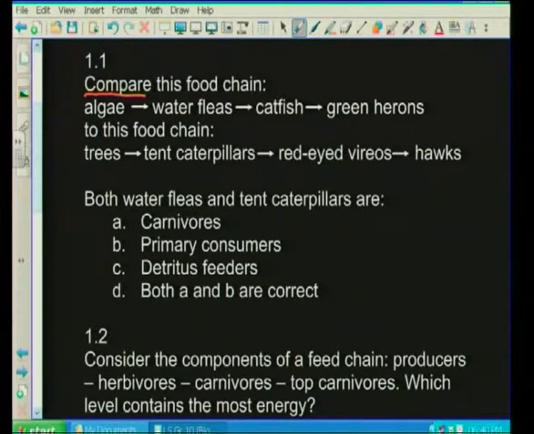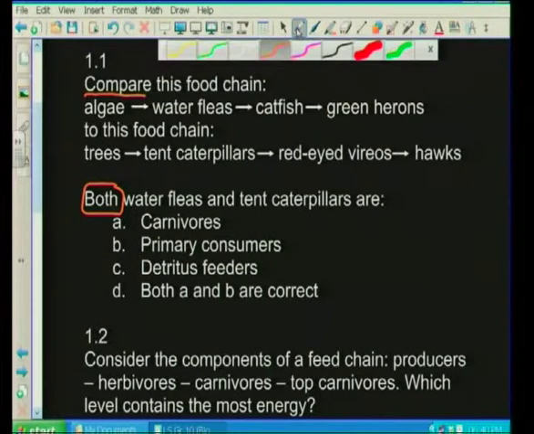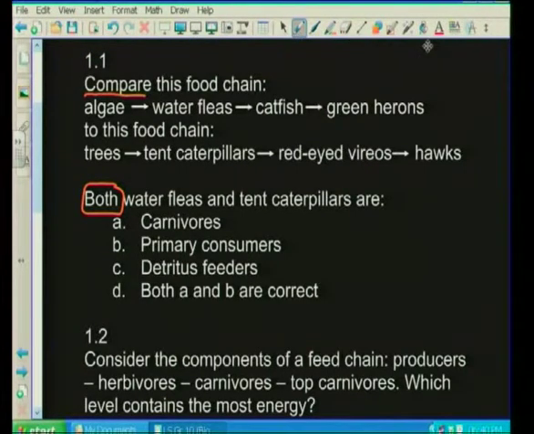Right, both water fleas. Now that word both is important. Water fleas and tent caterpillars are, now think for yourself, carnivores. Now look where they lie in the food chain. If I change to green, algae, that's my producer, and trees, that's my producer. So the next trophic level or feeding level is going to be the herbivores. So I know water fleas is a herbivore, tent caterpillars are also herbivores. So that first one is wrong.